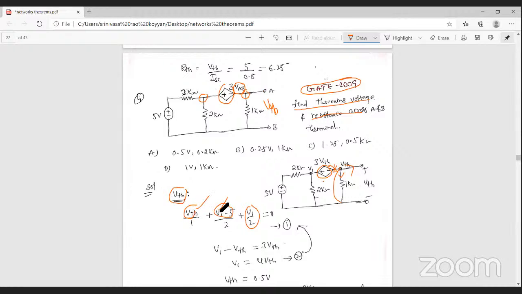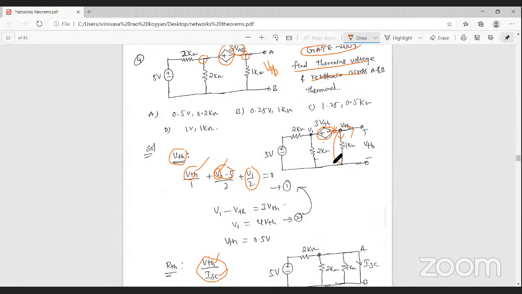But you want to record the VTH. So to find the V1 value, then you can get the VTH. So from this network, how to find the V1? You can observe that from this network, this voltage is present in between these two nodes. So V1 minus VTH is equal to, what is the voltage here?